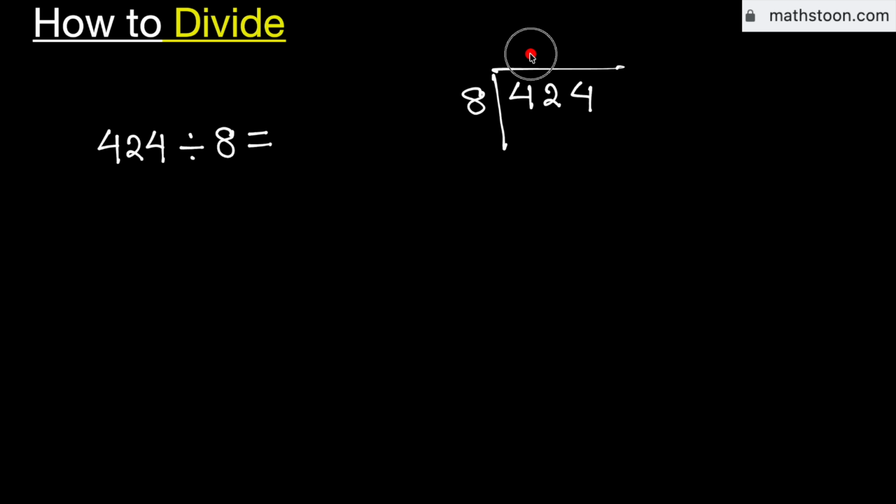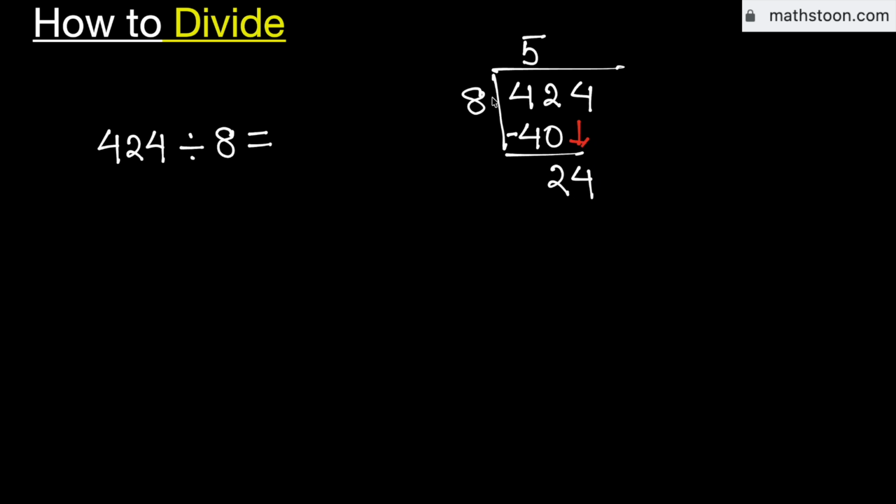We know that 8 times 5 is equal to 40. Subtract, we get 2. Now this 2 is less than 8. That is why we need to bring down this adjacent 4 here.